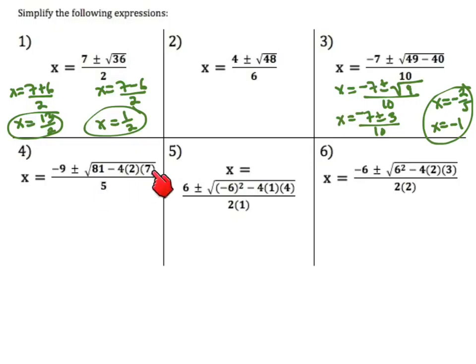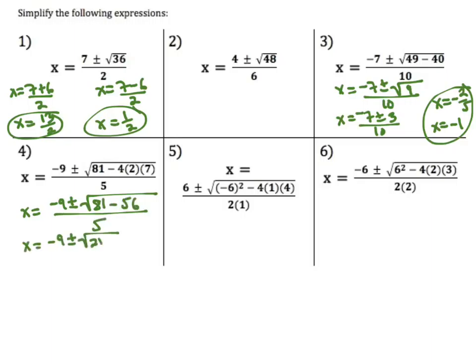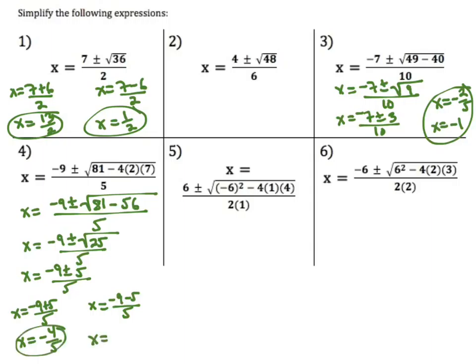And then number 4, again, I'm starting with simplifying what's underneath the square root. And I get x equals negative 9 plus or minus 5 over 5. Break into my two solutions. x equals negative 9 plus 5 over 5, x equals negative 9 minus 5 over 5. Simplify those. I get x equals negative 4/5 and x equals negative 14/5. All right, I'll leave these to you to practice if you really want to.